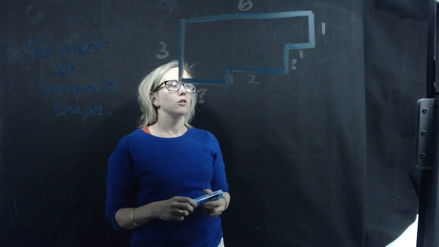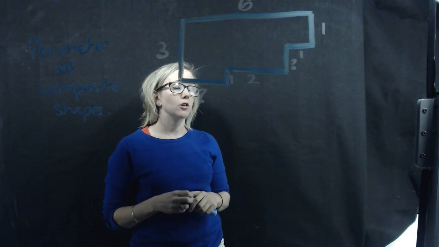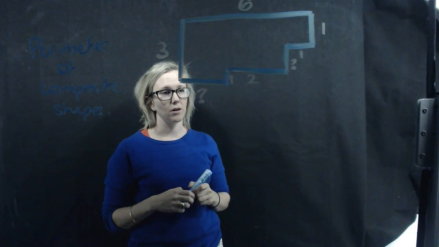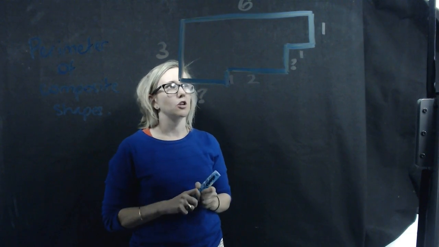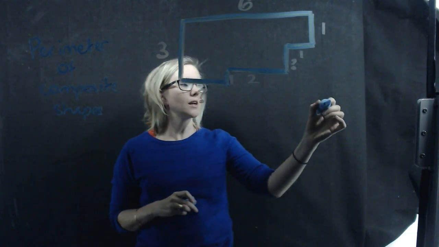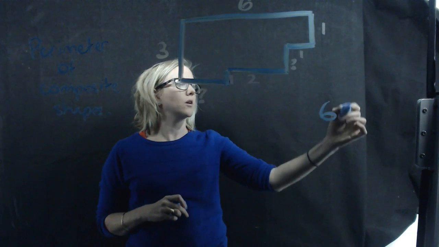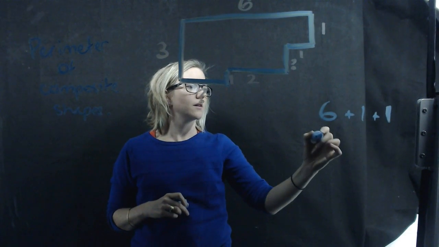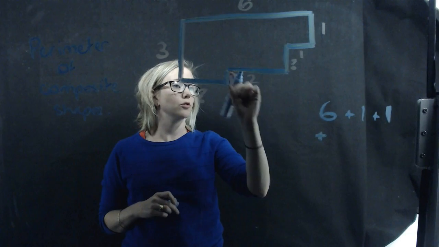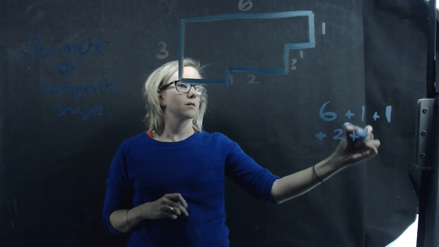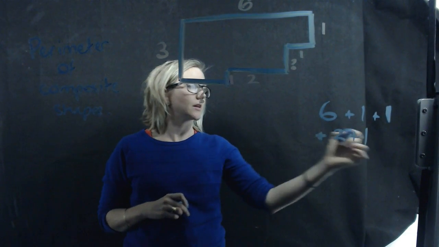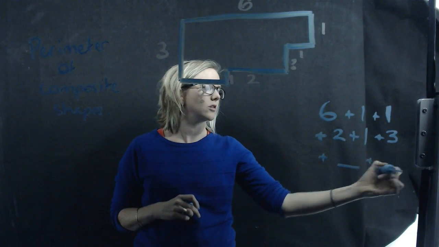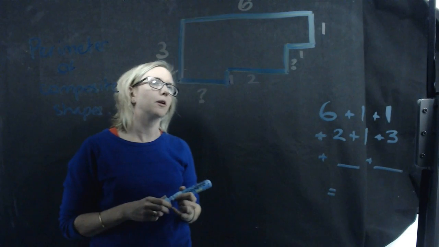Okay, so we can't do the perimeter yet because we don't know 2 of the measurements, and we need to know all of them before we finish off. So far we have 6 along the top, plus 1 here, plus another 1, plus 2, plus 1, this one here, and plus 3, but we don't know the last 2, okay, that will give us our perimeter.